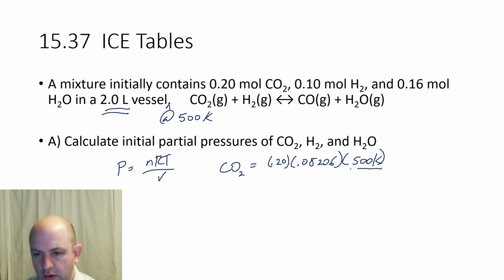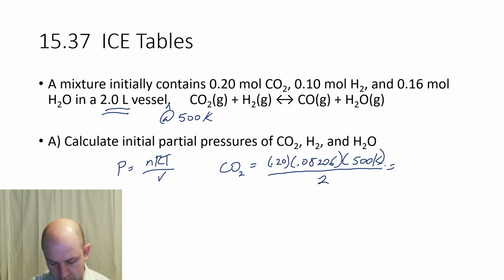Don't know why that got cut off. Maybe it's on the next slide. Then over the volume, over 2 liters. And so if we plug that in, 0.2 times 0.08206 times 500 Kelvin divided by 2. So for carbon dioxide, we get 4. How many sig figs? 2 sig figs. 4.1 atm as its partial pressure.